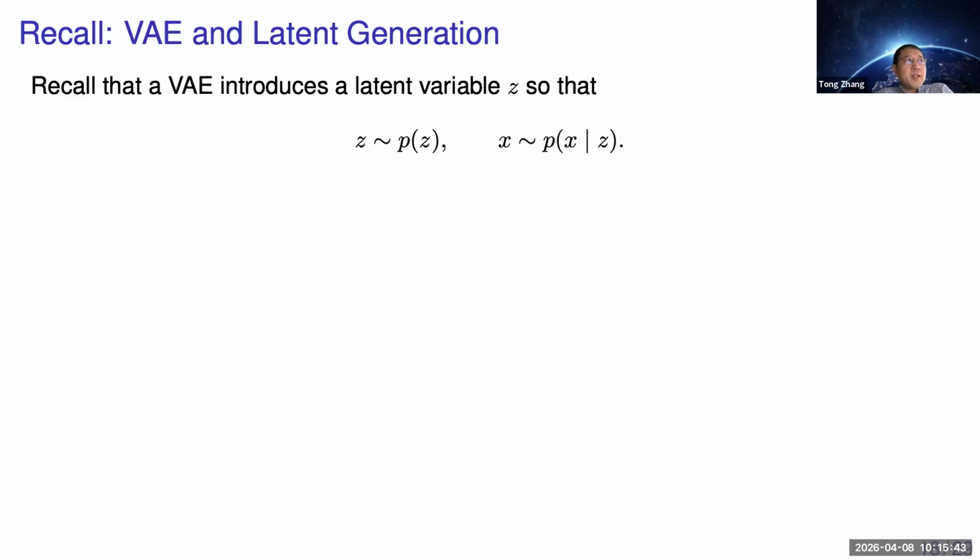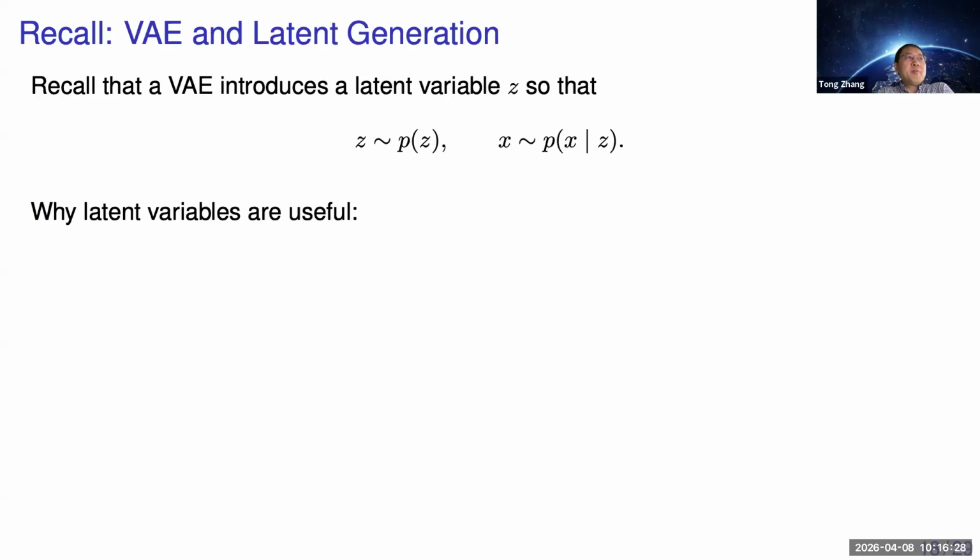Recall VAE and the latent generation. VAE starts with a probabilistic model: a latent variable Z, which comes from a Gaussian distribution, and then given Z, you generate your image X. So this is a probability model. First generate a latent variable, then given the latent variable, you decode into an image. This is your decoder. Given an image X, this one can be done by using an encoder. But essentially, the idea is that this looks like a Gaussian.